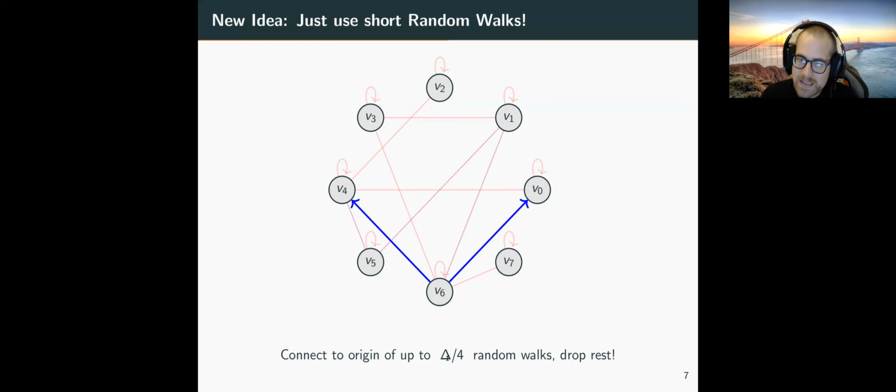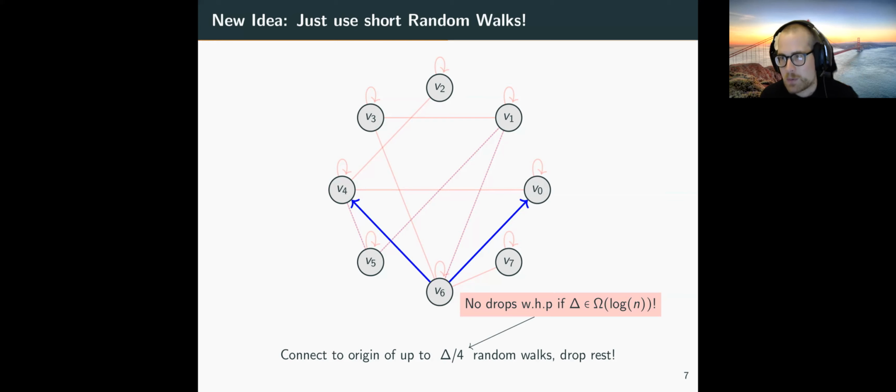However, by choosing delta, so the number of tokens and thereby the degree, big enough, in fact, we need to choose this as big as O of log n, then we see that with high probability, this does not happen. Then with high probability, all nodes and all rounds only have a logarithmic number of tokens, and everything works out fine. This actually was not proven by us. This is like an older result, which you simply could reuse.